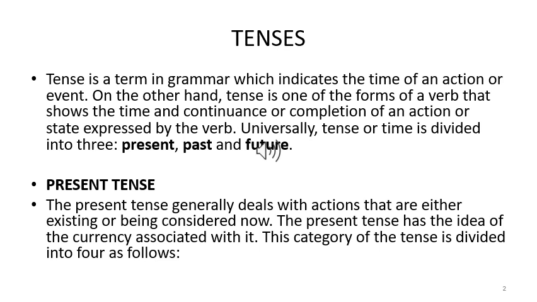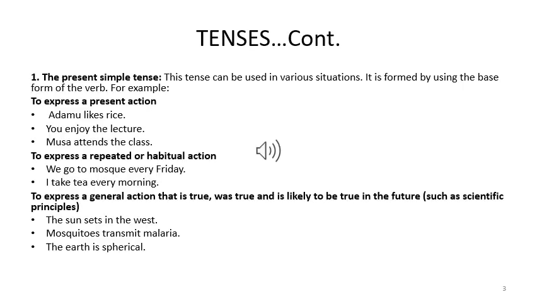So let's begin with the first one, present tense, the here and now. So the present tense generally deals with actions that are either existing or being considered now. Actions that are existing, actions that are taking place right now in the present, in real time, as we say. So the present tense has the idea of the currency associated with it. This category is divided further into 4, as you will see in the next slide.